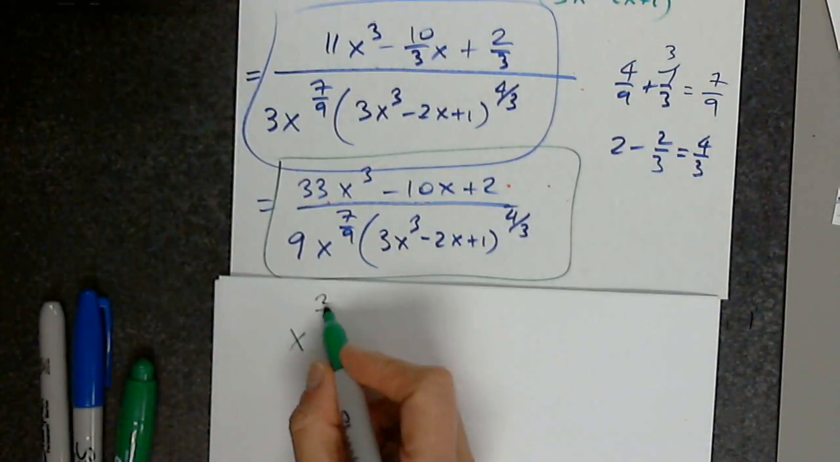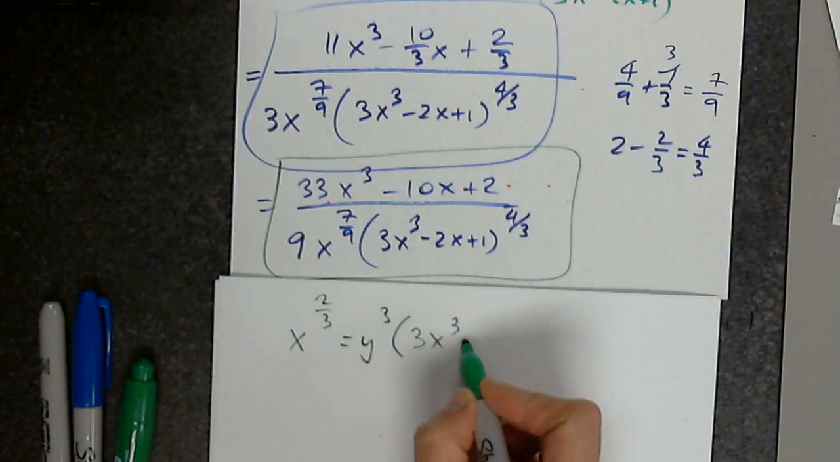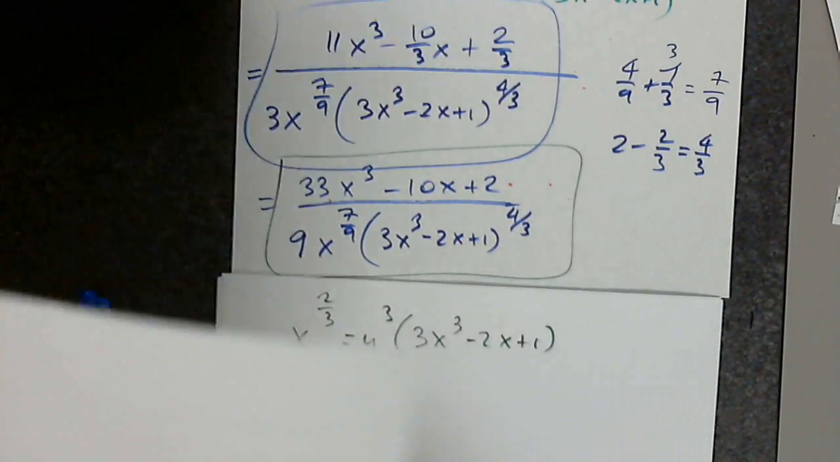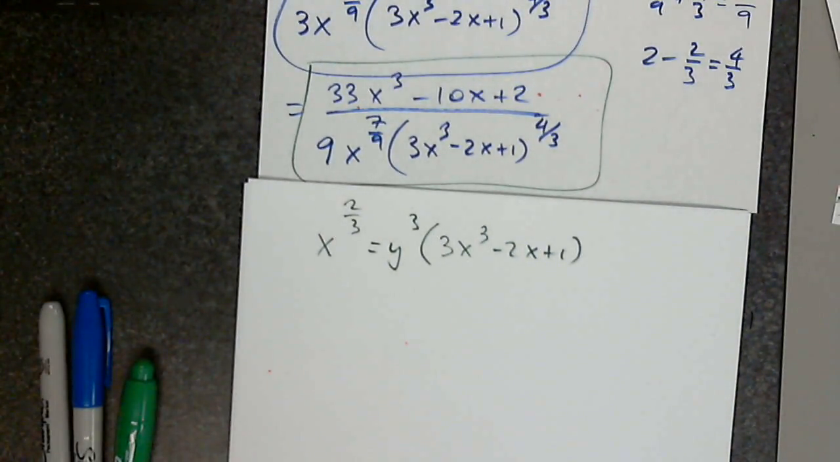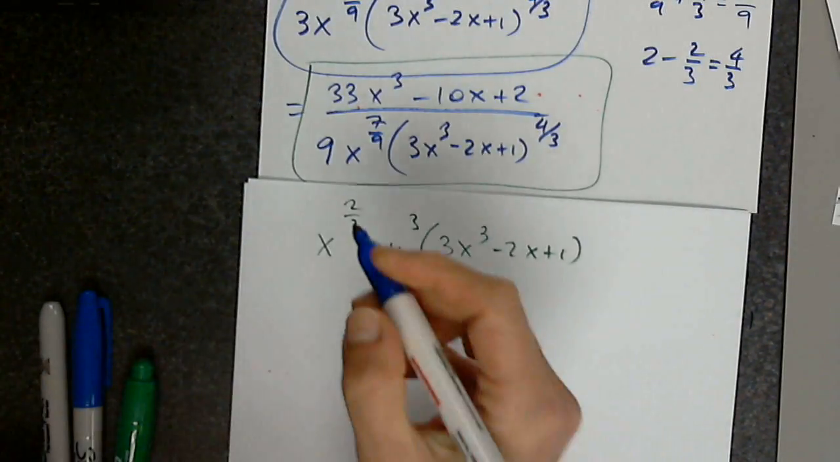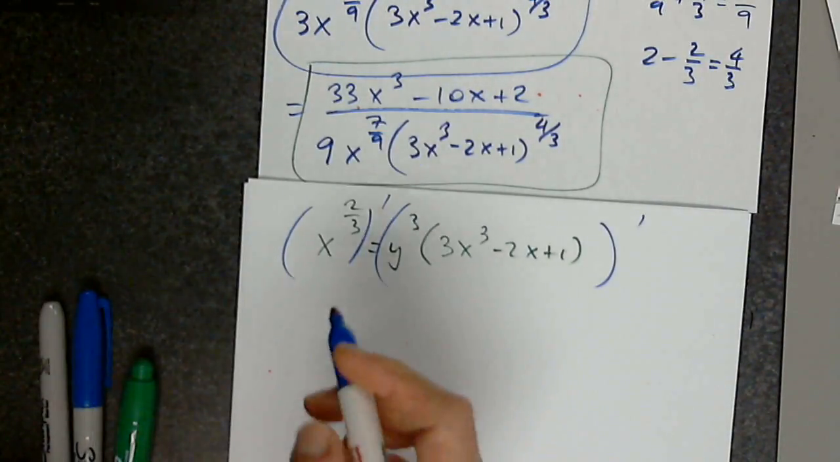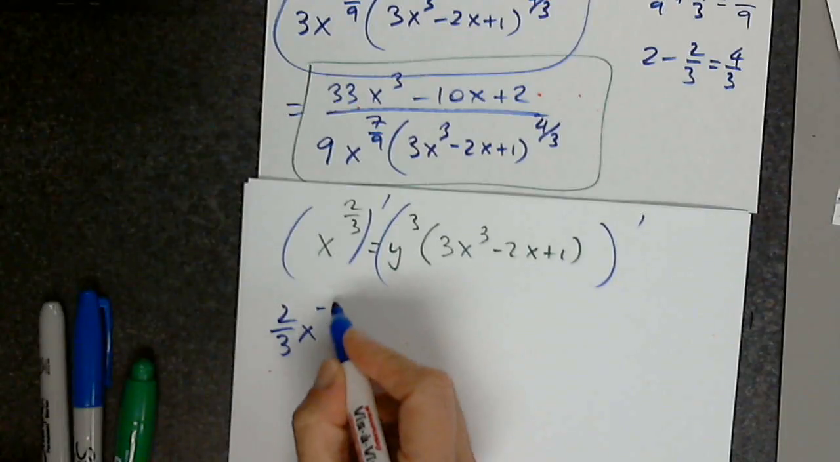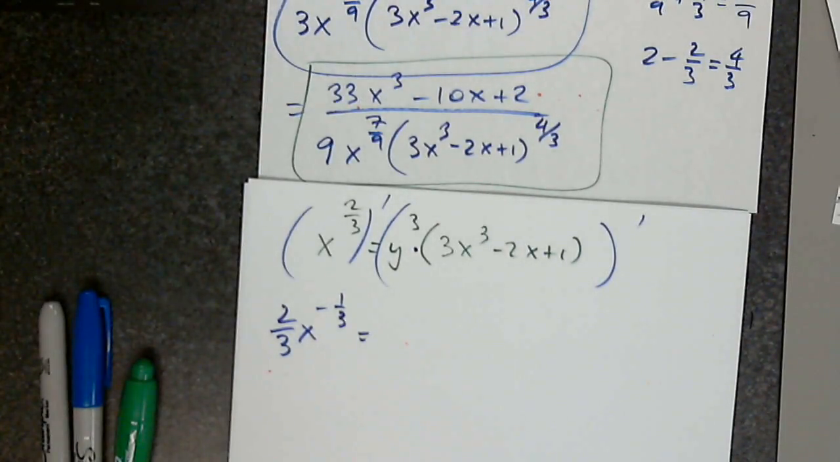So I have x to 2/3 equals y to the third times 3x to the third minus 2x plus 1. So by not solving, I may be able to get a nicer form. We'll see in a minute. So when I differentiate this side, I differentiate this side. The left-hand side is 2/3 x to negative 1/3. But the right-hand side is a product, and I have to be very careful.